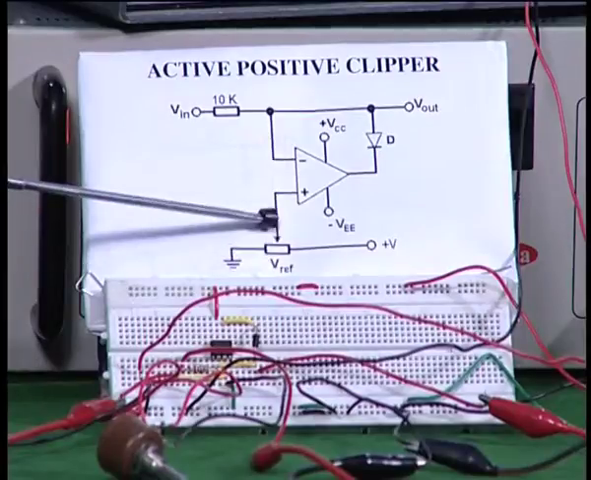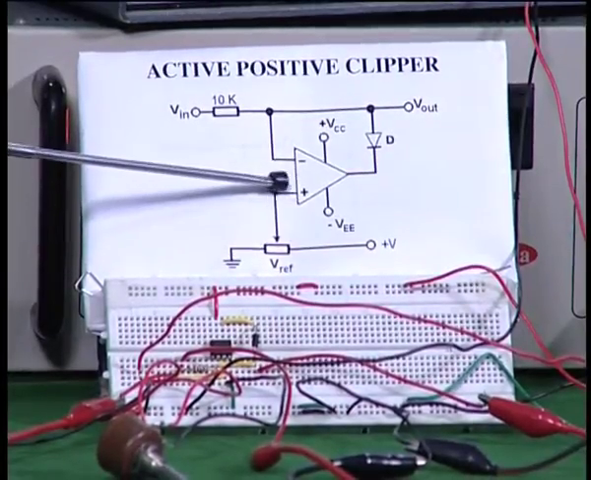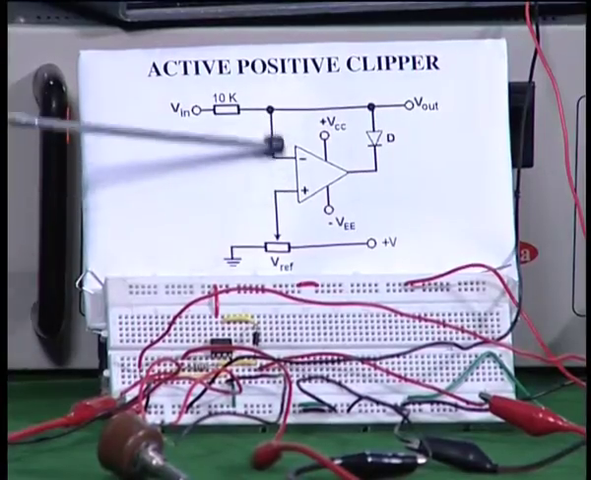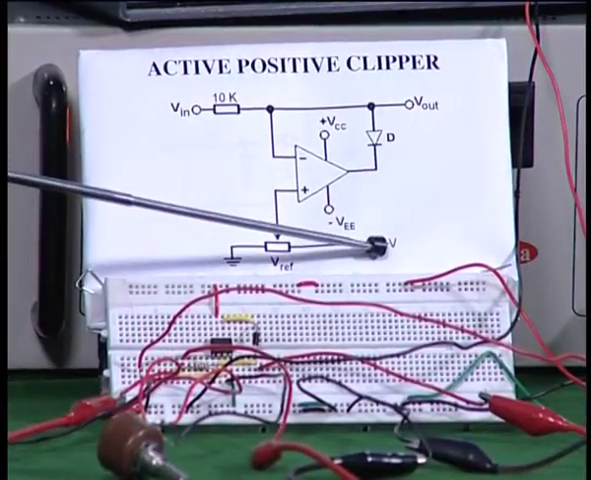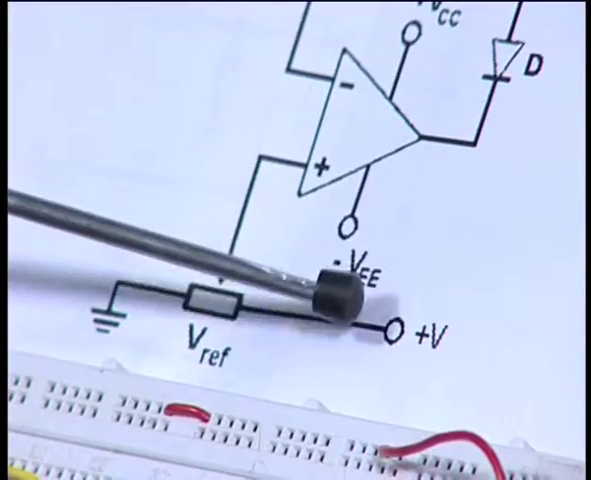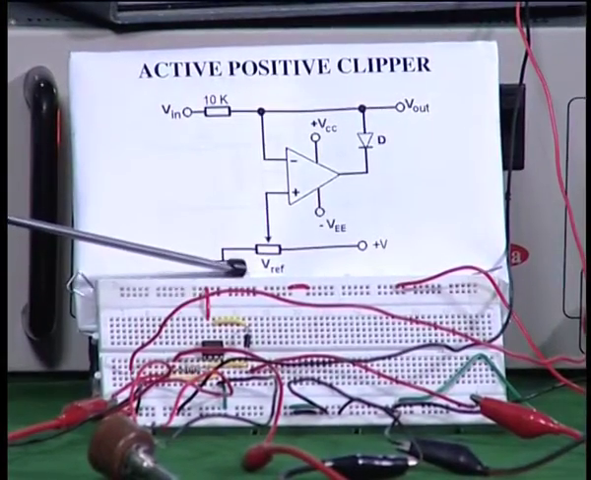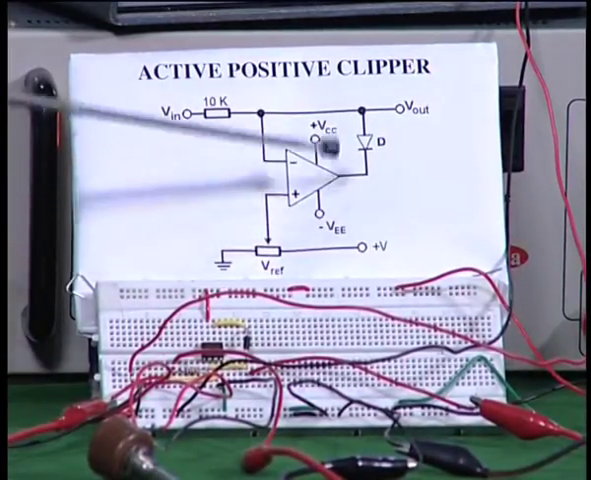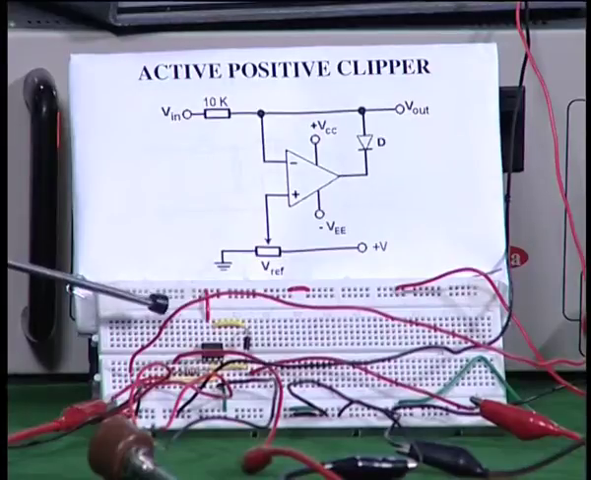The wiper of the potentiometer is providing the reference voltage for the positive terminal, or the non-inverting terminal, of the operational amplifier. This is a plus. I have used the power supply of plus VCC itself here, and that is what is being used for the reference voltage here. So, this is the circuit, and the corresponding circuit is shown here.